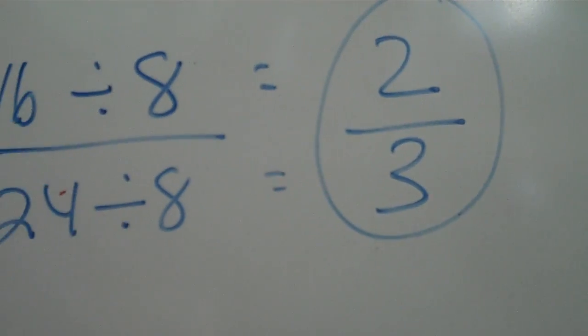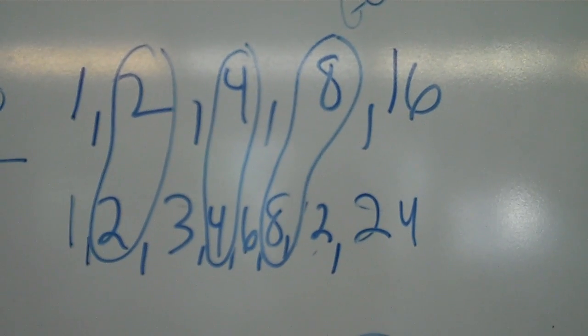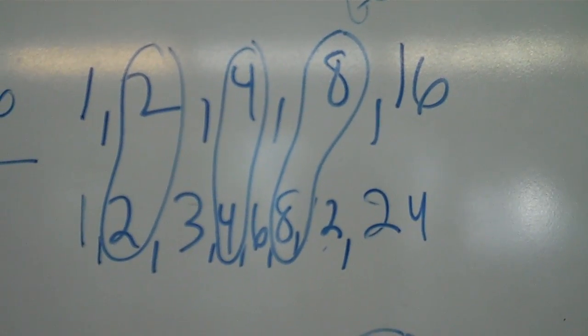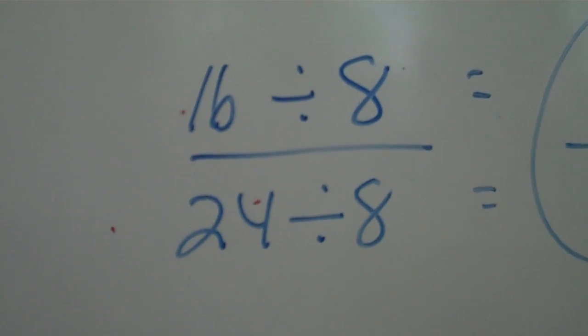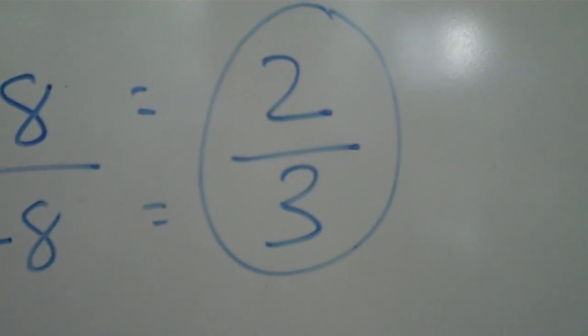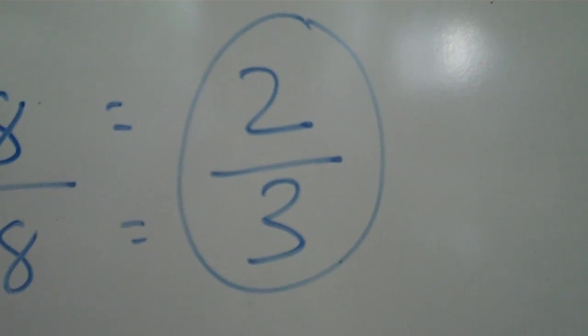So the first step is list the factors. Then the second step is find the greatest common factor. Third step, divide by the greatest common factor. And the result is your fraction in its lowest or simplest form.